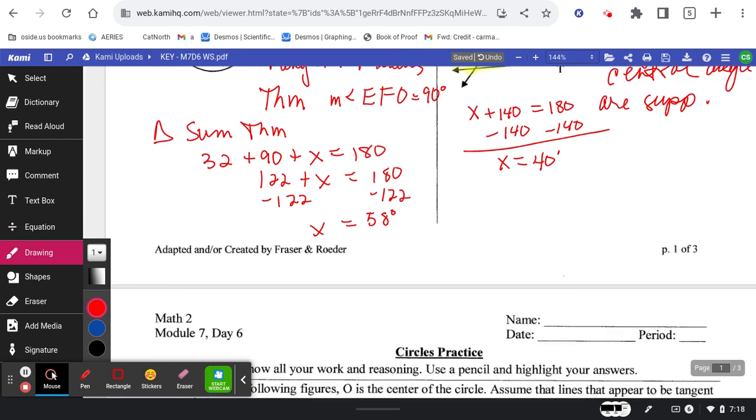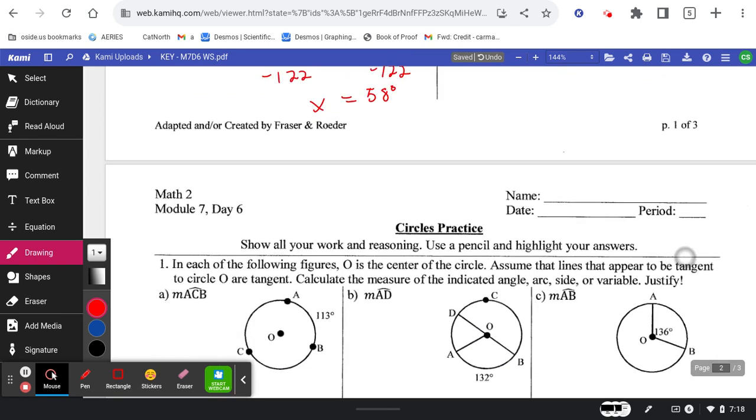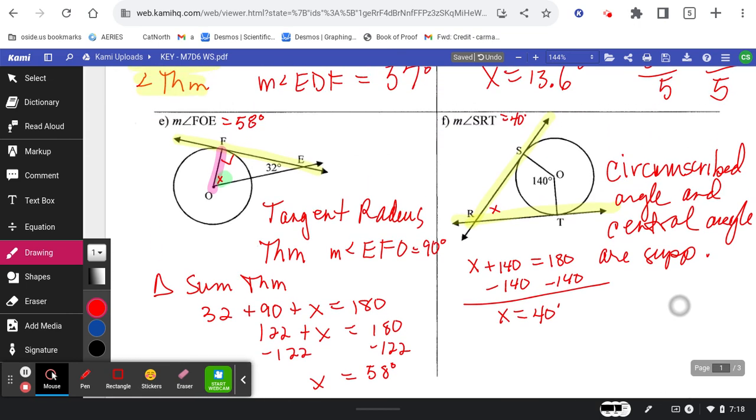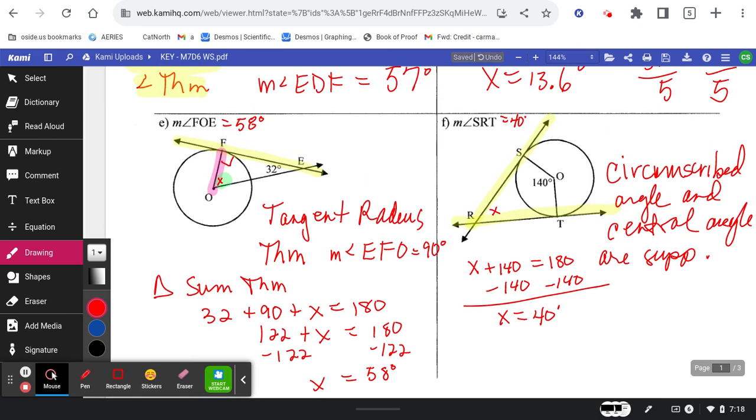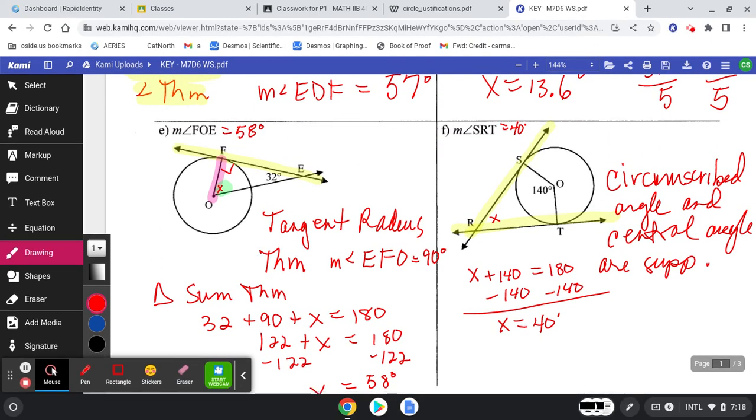Okay, I'm going to stop the video here before the next page, and I highly encourage you to try it without my video and then just check your answers. Thank you. Go get them circles.